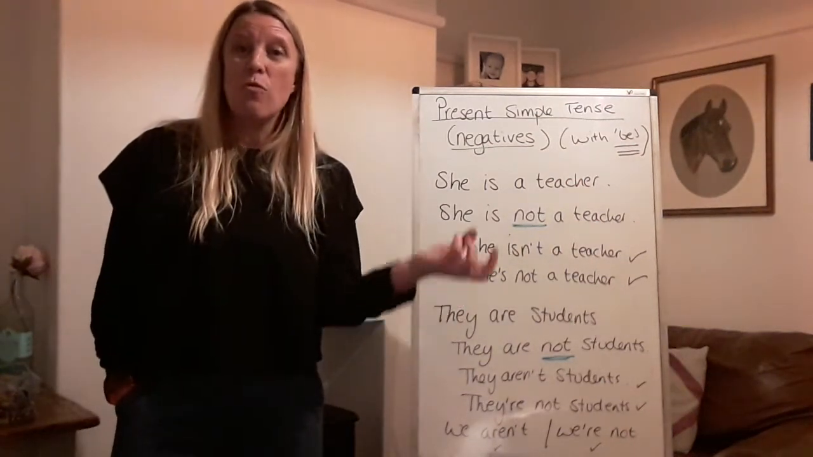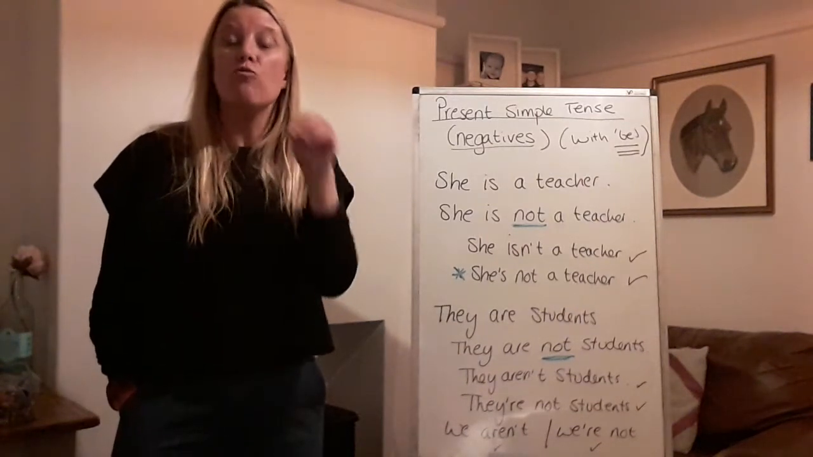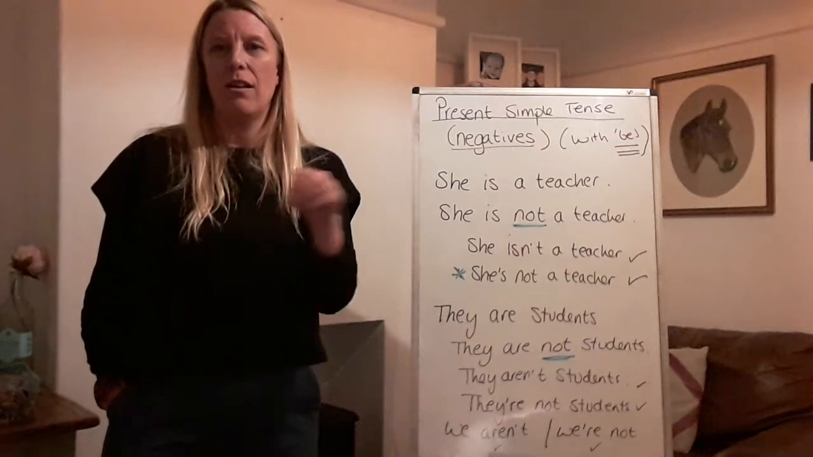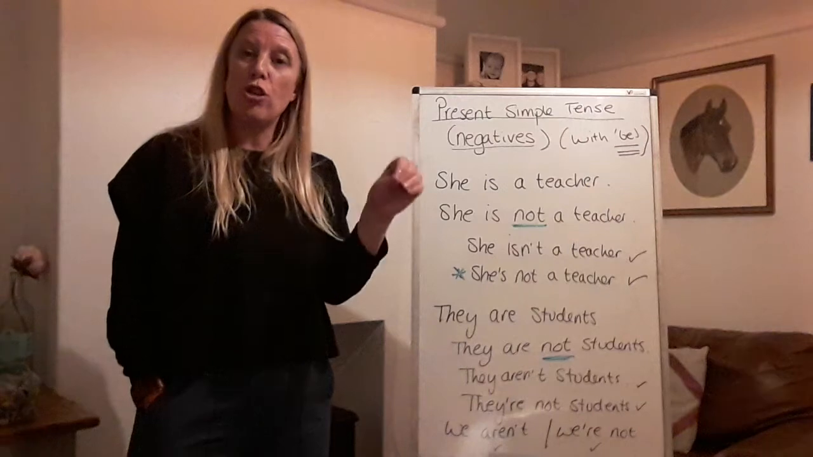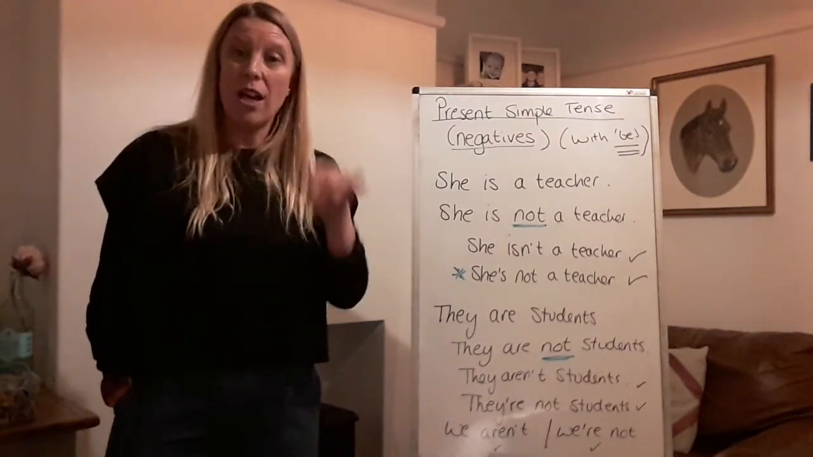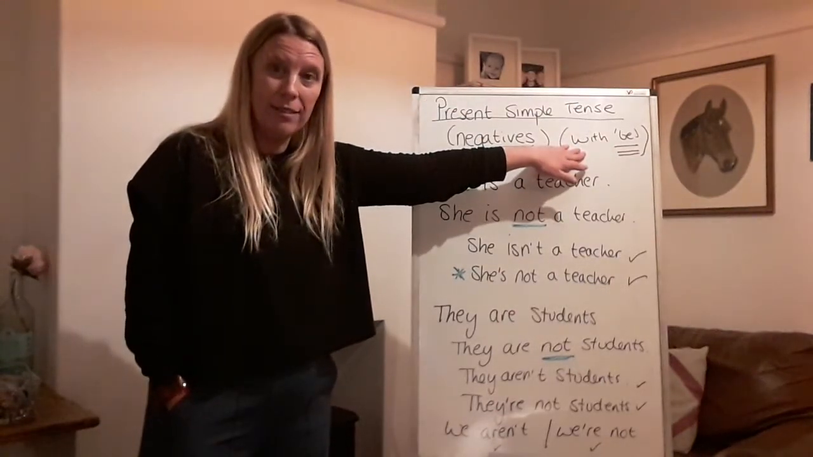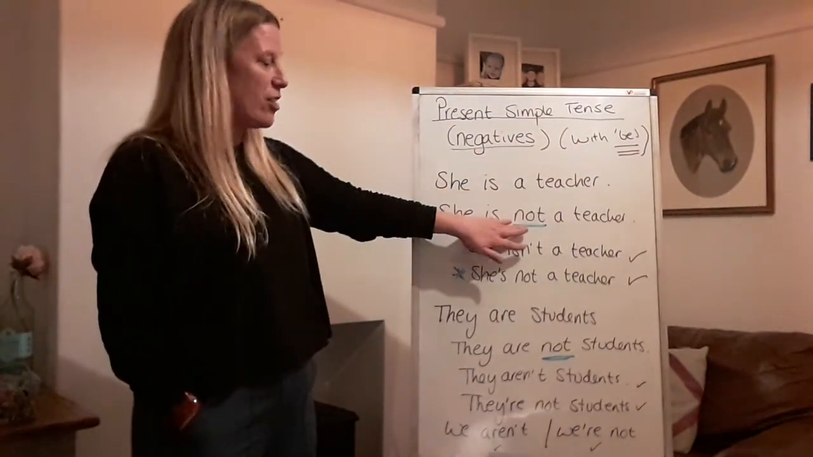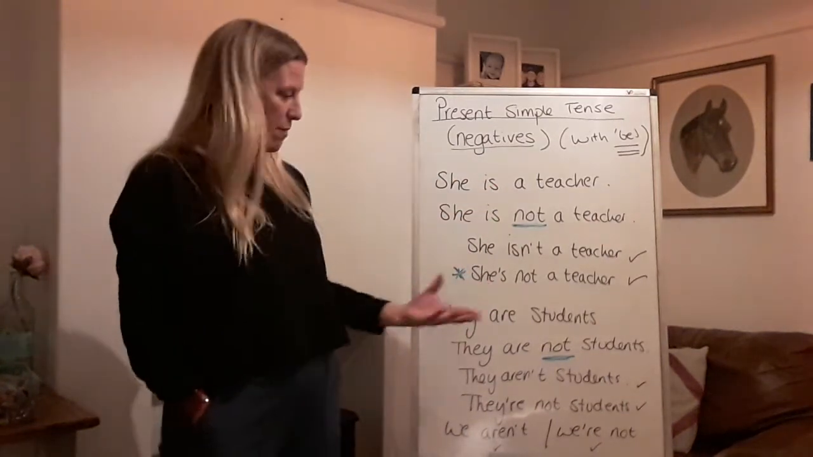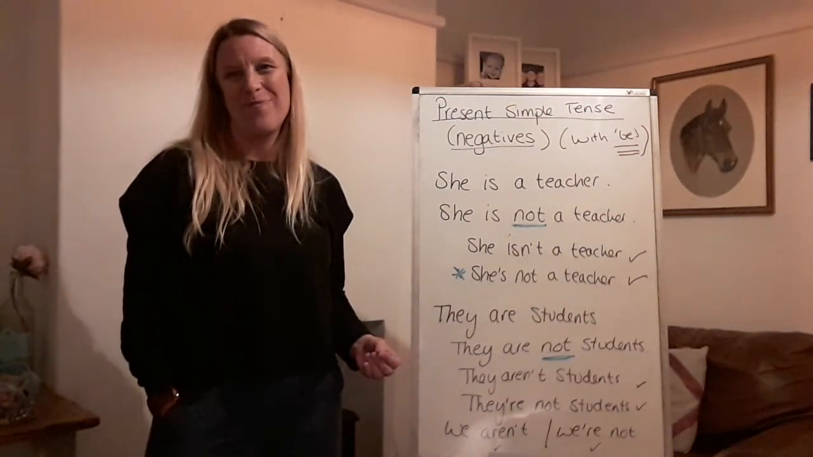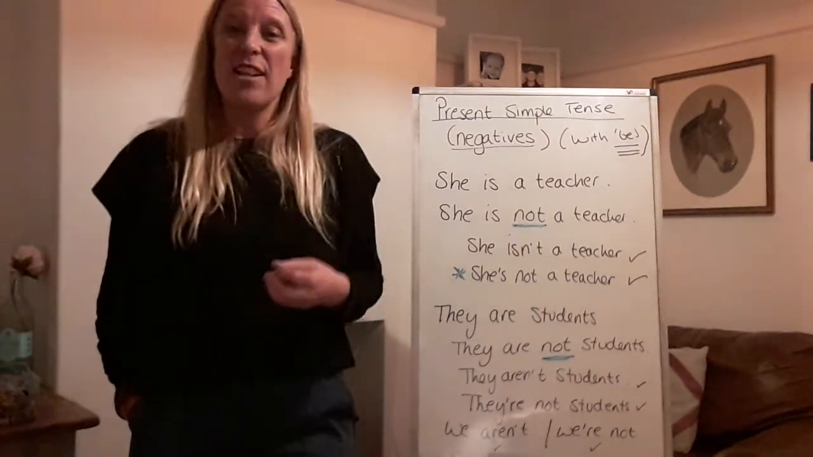Okay, so with negatives, really complicated. Most of the verbs, we add do or does. I live in Salisbury. I do not live in Salisbury. He lives in Salisbury. He doesn't live in Salisbury. So do not plus base form. Does not plus base form. But with be, we just add not after the verb, the present simple verb of be. And then we can shorten them. Just to make life difficult.